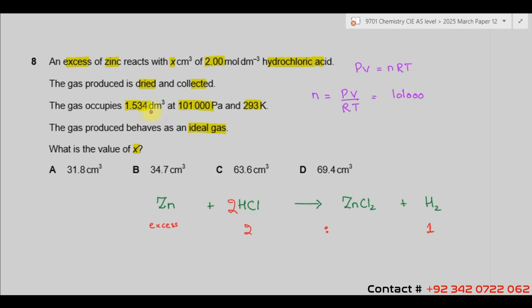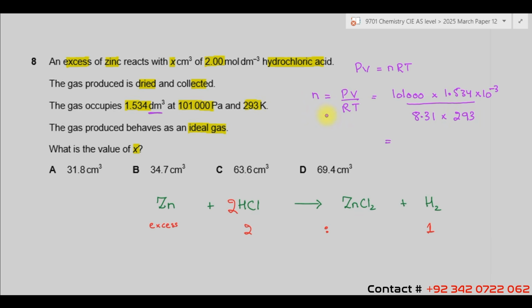Volume must be in meter cube. This is decimeter cube, so we can convert this into meter cube by dividing by 1000. If we divide this by 1000, it becomes 1.534 into 10 raised to the power minus 3. Then we have R, whose value is 8.31. It is given at the last page of the paper. And then we have temperature, that should be in Kelvin. It is already in Kelvin, so 293.